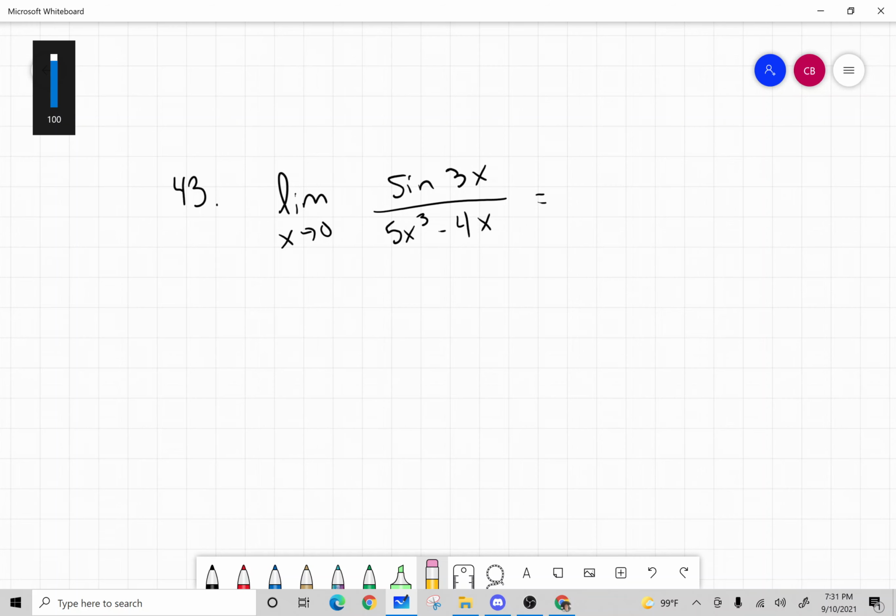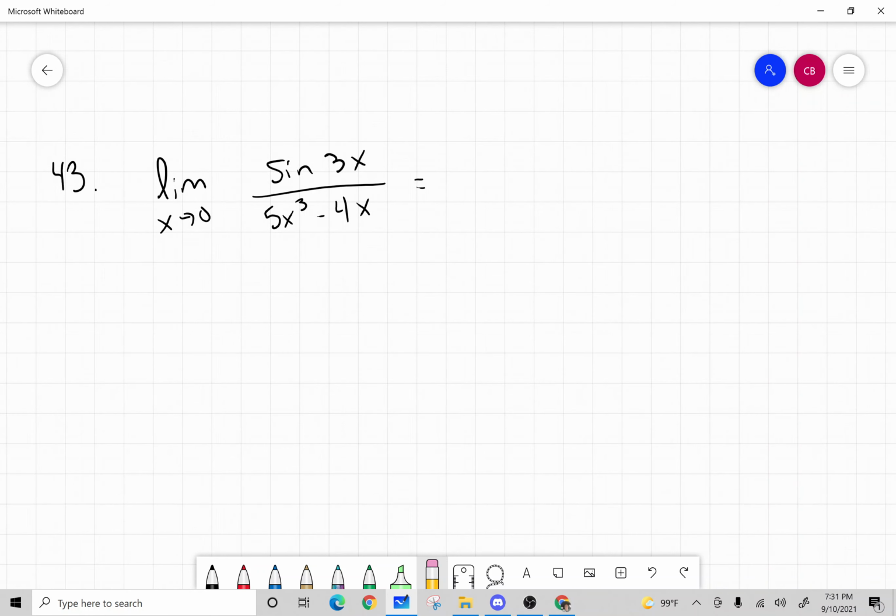Okay, so this one and the next one are really nice problems. I say nice, but they're not friendly. So first thing we're going to do, we can factor out the bottom, and then we're going to use a little bit of a trick. We're going to go limit as x approaches 0 of sine 3x over x times 5x squared minus 4. Okay, so far so good.